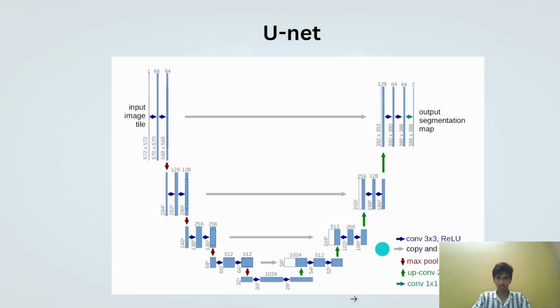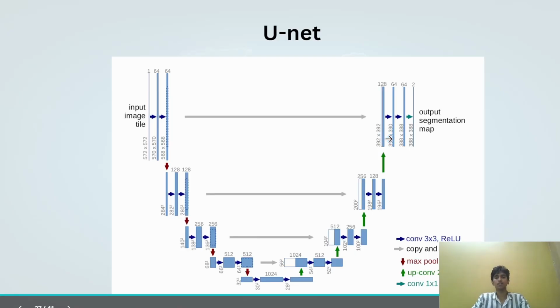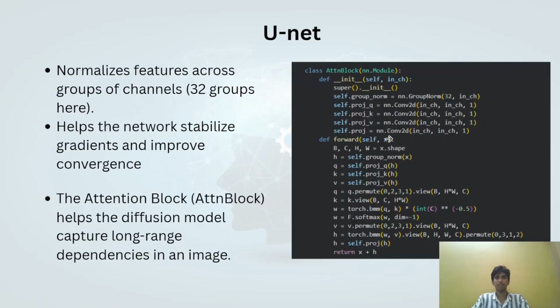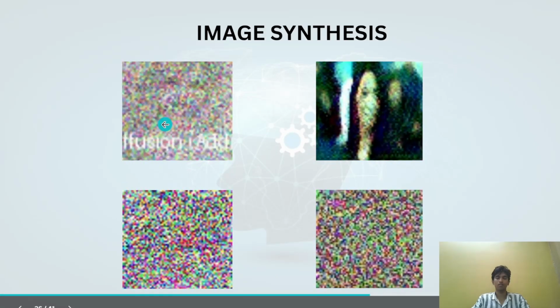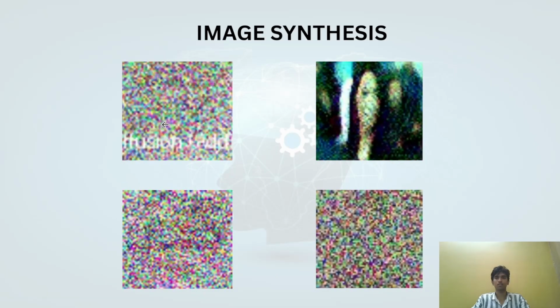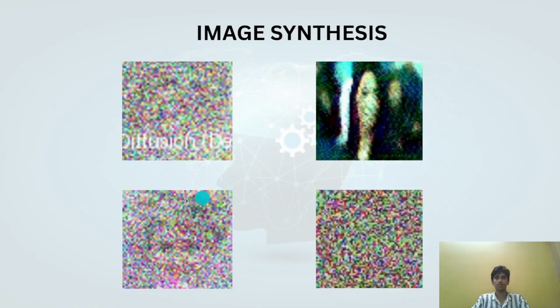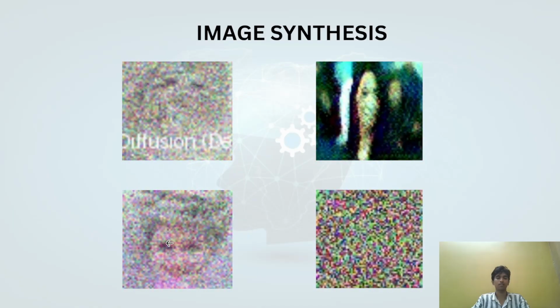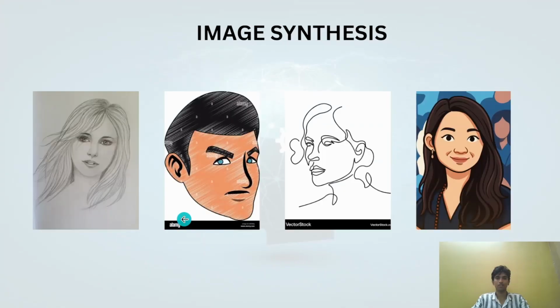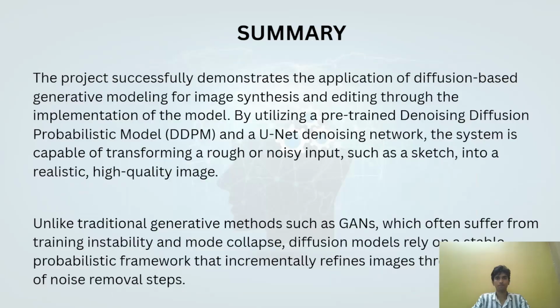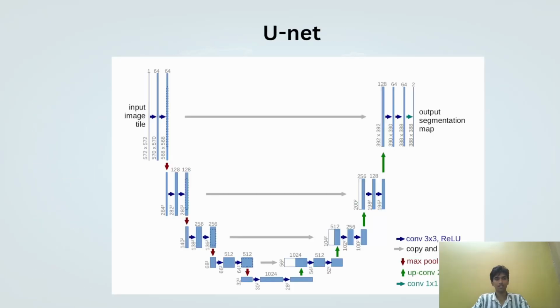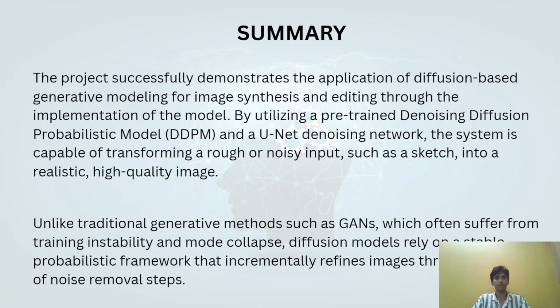So yeah, this is the architecture as I explained earlier. The final outputs we obtained, as I showed earlier, are these. You can see how the noisy image actually becomes a clear image from these GIF files. This in particular, I would say, is very close to a real person's face. The input I gave to it was this, I believe. So that's it. Now let's look at a small summary of the entire project.